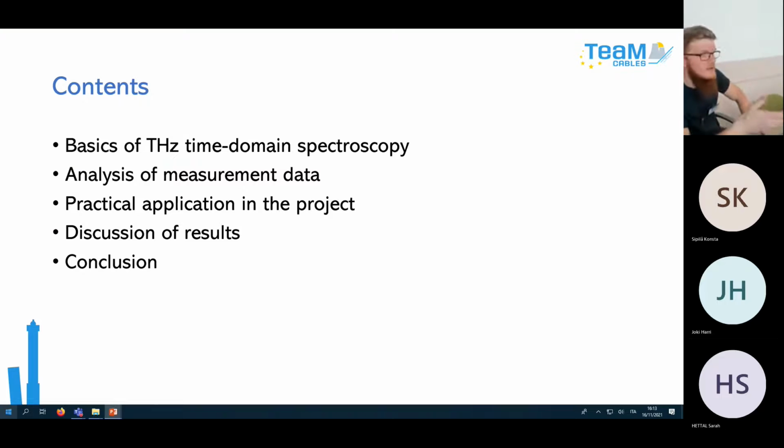First, I will tell you a little bit about the basics of the terahertz time domain spectroscopy that we used here. Then I will give you a brief introduction about how to do the analysis of your measurement data that you gather. After which, I will show you the practical application of the previously learned in the project Team Cables. And then I will get into a bit of a discussion of the results where we learned quite something.